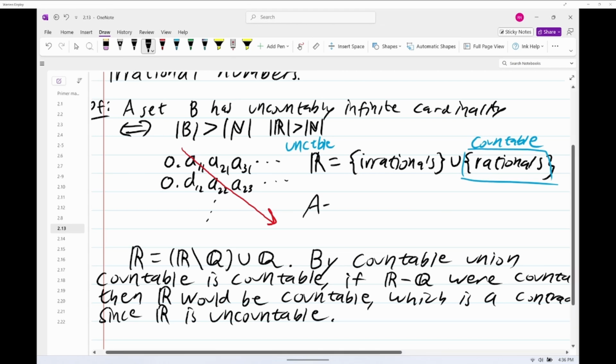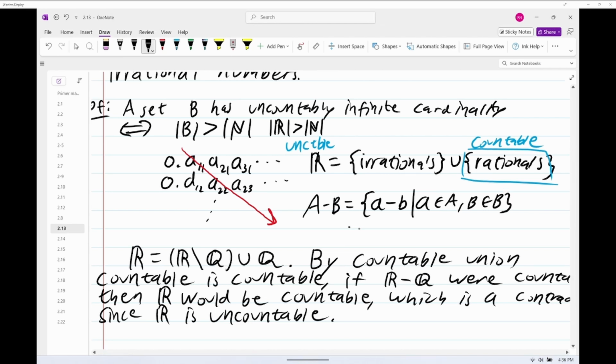A minus B could mean the set containing all elements that look like a minus b, where a is in A and b is in B. And that's not going to be the same as A without B. That makes sense. R is going to be the irrationals union the rationals.